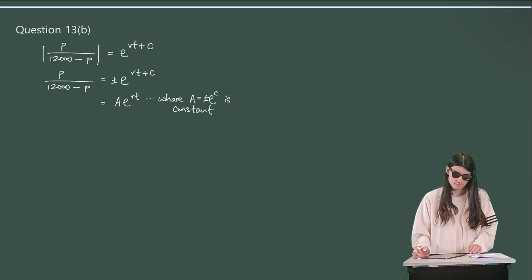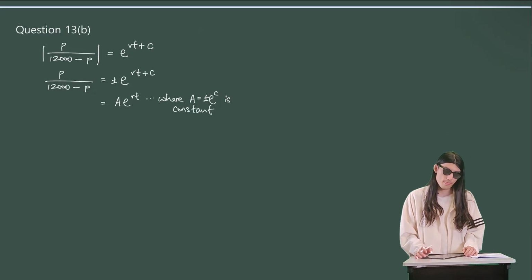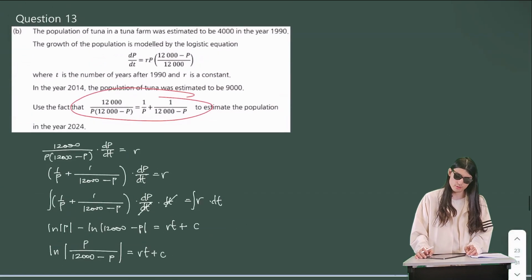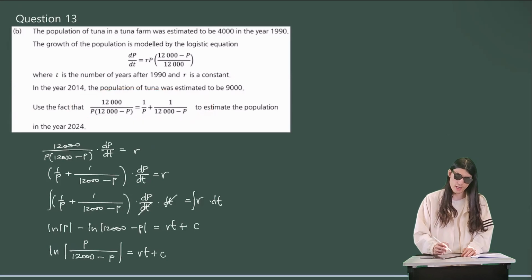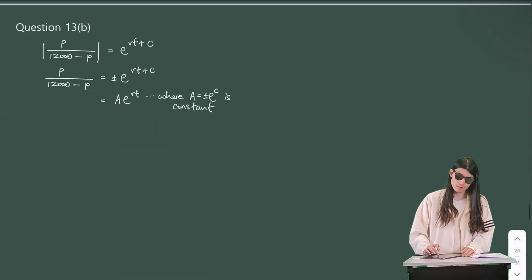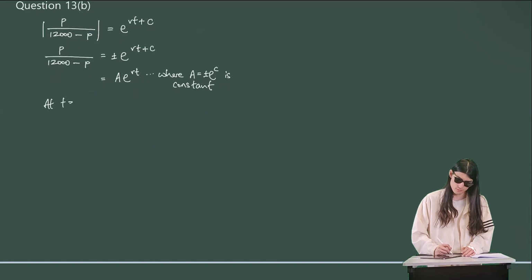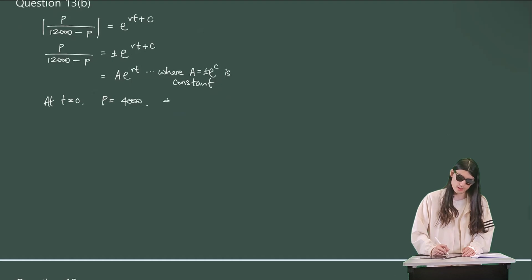And the value of A can be found by substituting in the initial population that the question describes. The question describes the initial population, the population at the year 1990. It describes it to be 4,000, doesn't it? Which means at t equals 0, population is 4,000. Substituting that in changes e to the power of rt to e to the power of 0, so therefore 1, and that gives you the value of A. When you sub 4,000 into the other side, 4,000 over 8,000 is half.